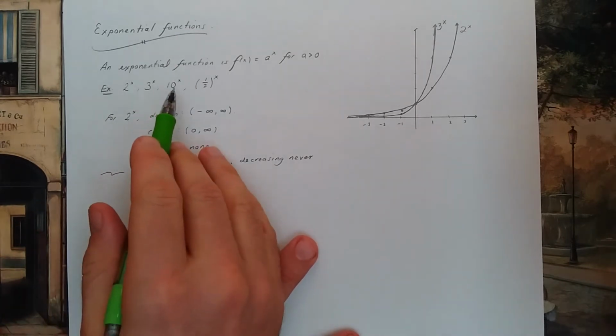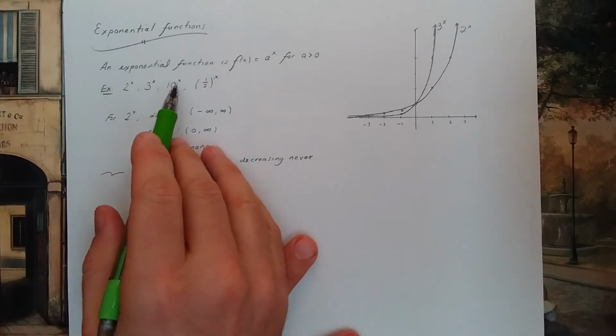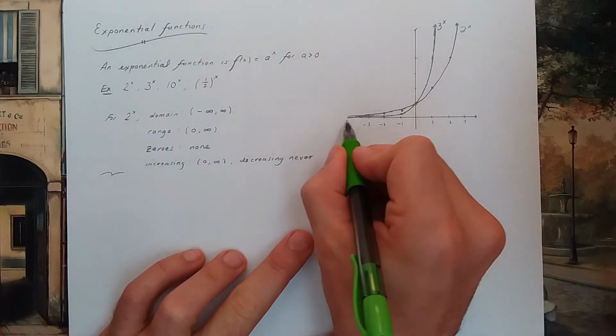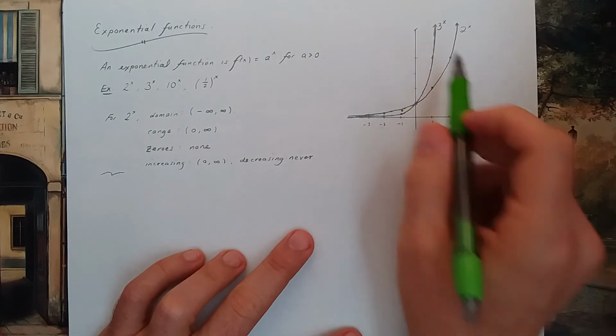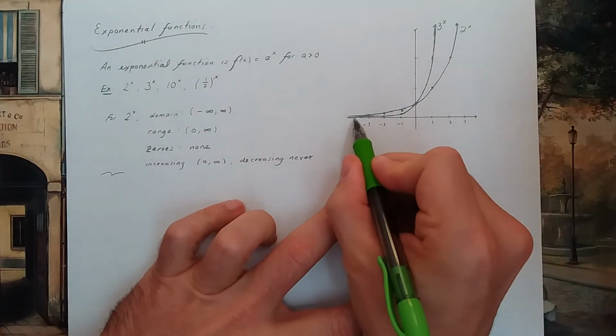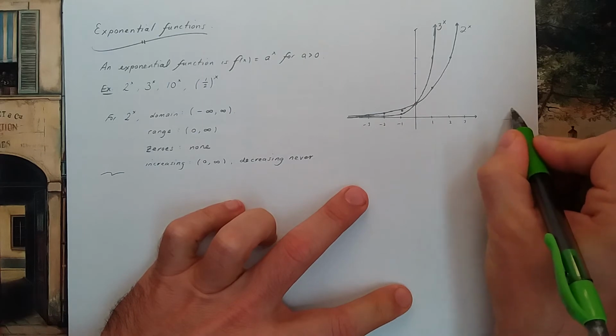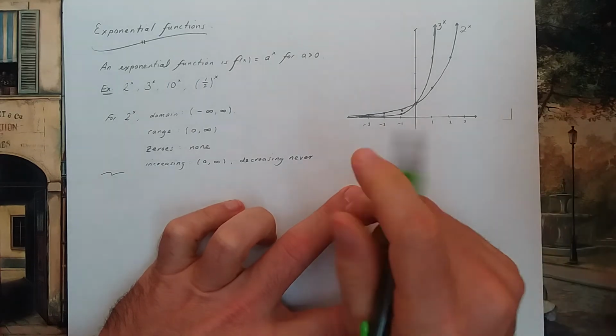The graph of 10 to the x is starting to get absolutely ridiculous. The graph of 10 to the x, I'm not going to draw because it'll make my picture look messy, but the graph of 10 to the x would look almost like a 90-degree angle. Not quite.